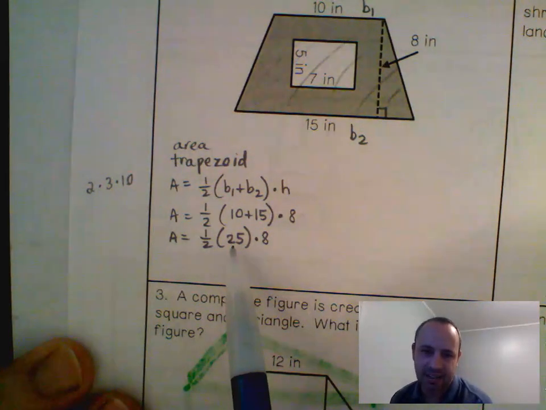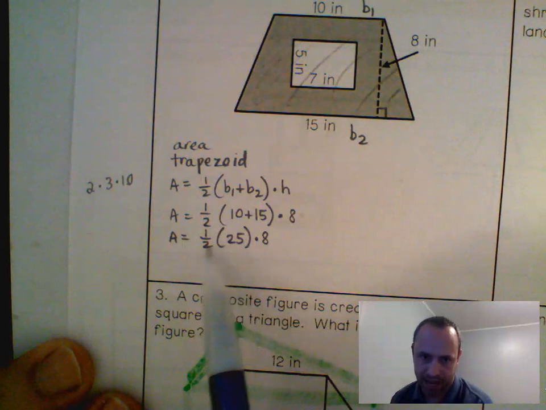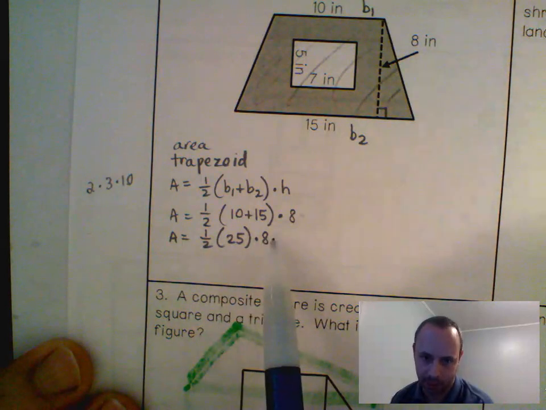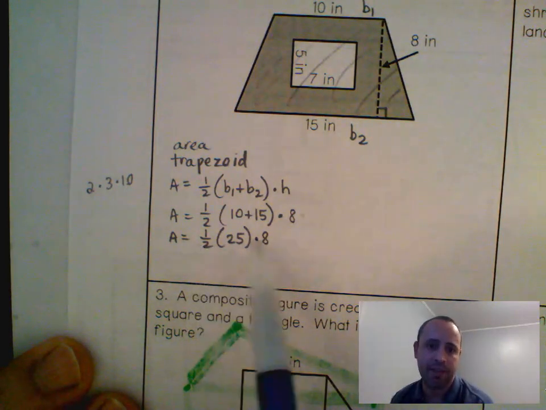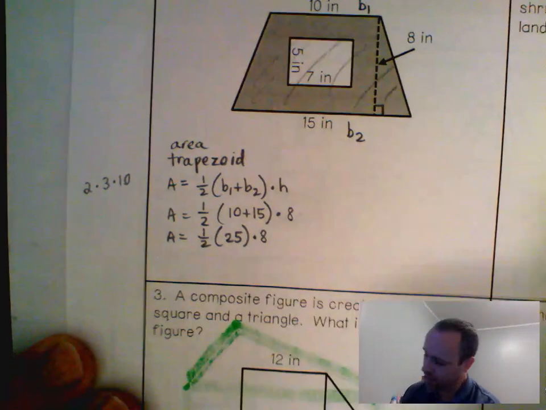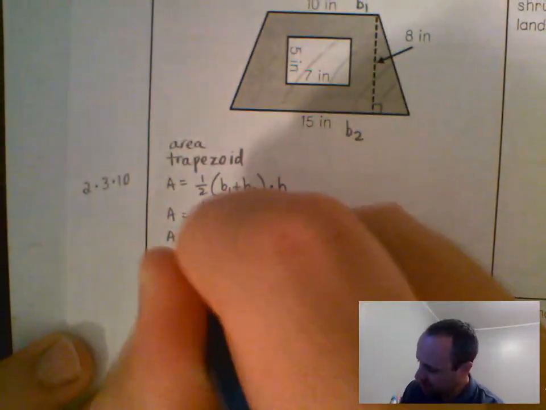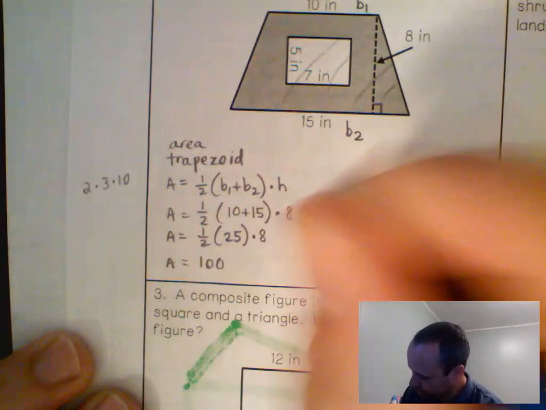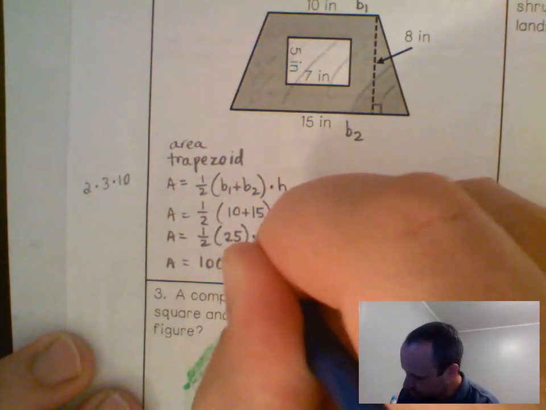That's going to give me a decimal, so I don't really want to mess with that right now. So I'm going to say, okay, what's half of the number 8? Half of the number 8 is 4, and then 4 times that 25 is 100. So my area is equal to 100 inches squared.